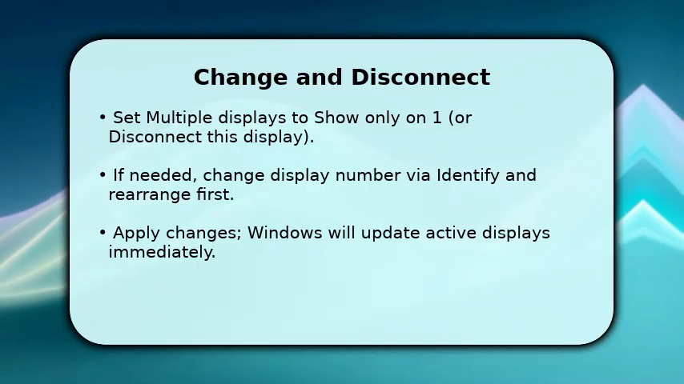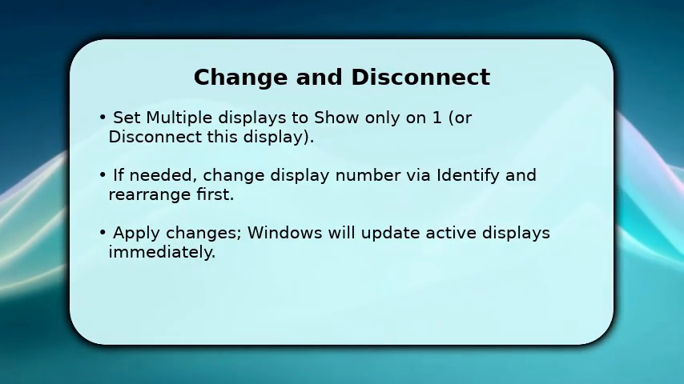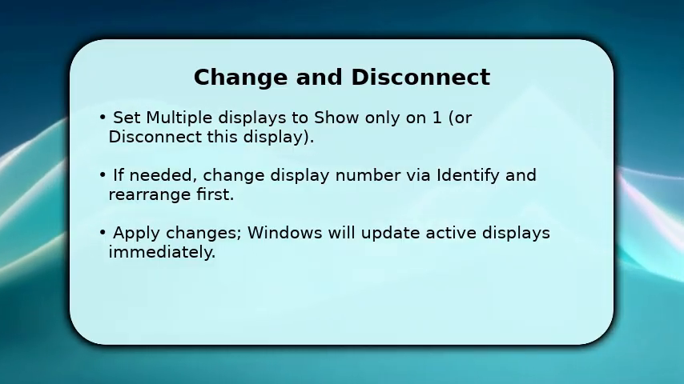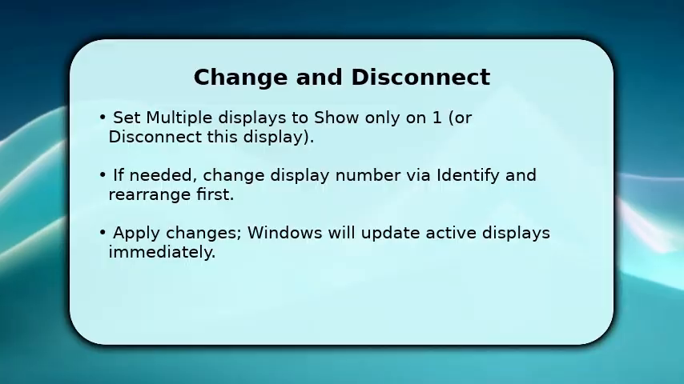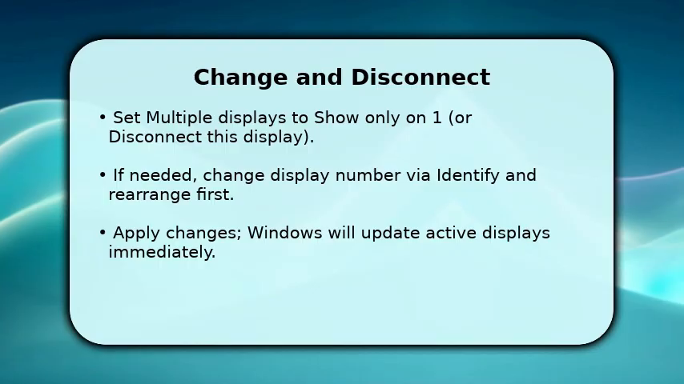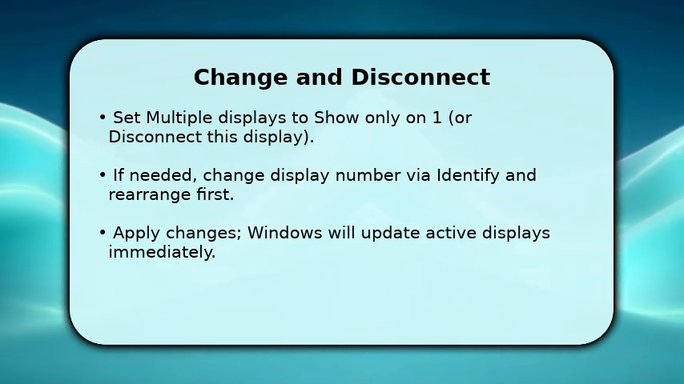You do this because Windows stops sending the desktop to that output. You're not deleting drivers yet. If Identify shows swapped numbers, rearrange tiles before applying to avoid removing the wrong screen. Click Apply and watch Windows reassign windows and taskbar. If prompted, confirm within 15 seconds so the change stays. Proceed to cleanup if removal succeeded.